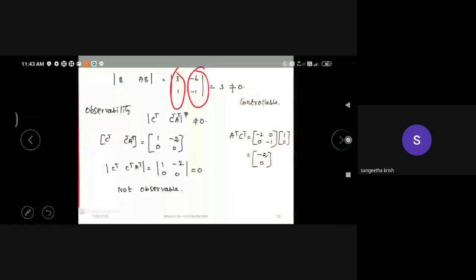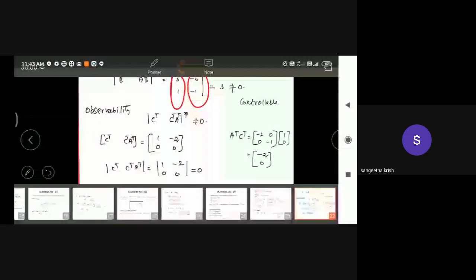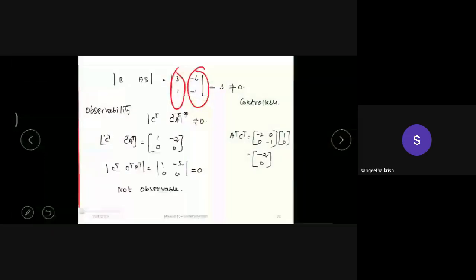Find out the determinant of this. This is only for a 2 cross 2 matrix, if they give 2 state variables. If they give more than 2 state variables, then we should go for 3 cross 3, then this will become B, AB, A square B, and so on. So it depends. Here, since it is 2 state variables, I have chosen 2 cross 2, and I use only 2 elements, B and AB.